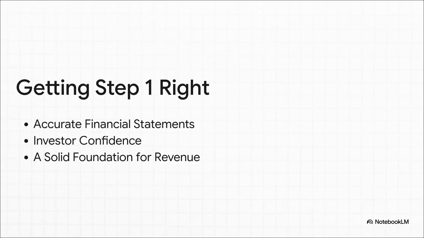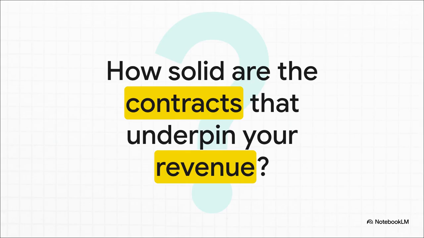Getting this foundation right ensures that everything built on top of it is sound. It leads to accurate financial statements that people can actually trust. It builds investor confidence because they know the revenue being reported is real and accounted for correctly. It's the solid, non-negotiable starting point for all revenue reporting. So whether you're an investor, an employee, or a business owner, it's worth asking yourself, how solid is that foundation? How robust are the contracts that all the revenue you rely on is built on? Because as IFRS 15 makes crystal clear, without a valid contract, there is no revenue.